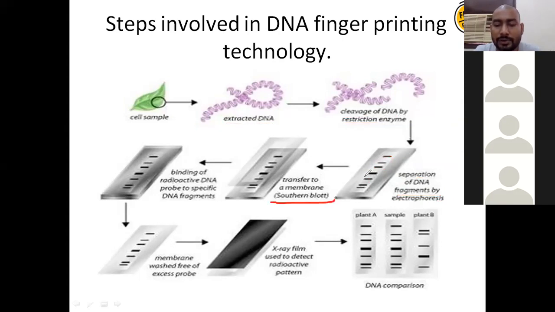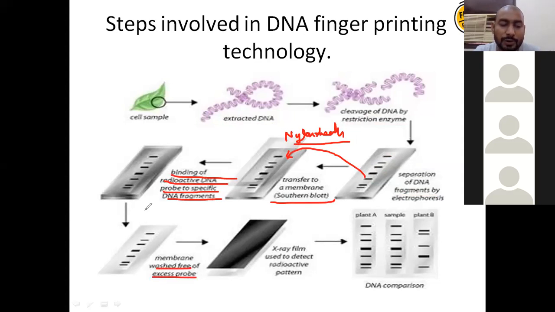Now, Southern blot means that from the agarose gel, we transfer onto the nylon sheet. This is called Southern blotting. Ultimately, radioactive DNA probes bind to a specific DNA fragment, and the membrane is washed free of excess probe. Those probes which are in excess are completely washed away. X-ray film is used to detect the radioactive pattern. We generally use this X-ray for the detection of the DNA molecules.